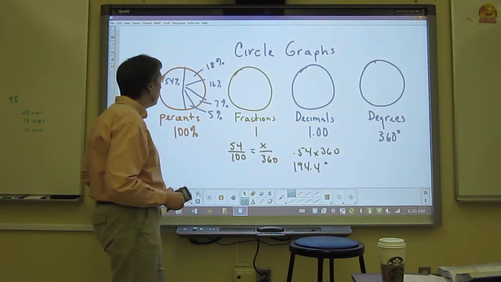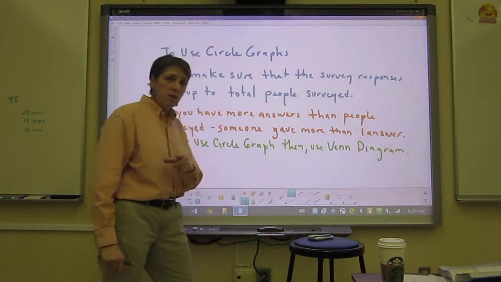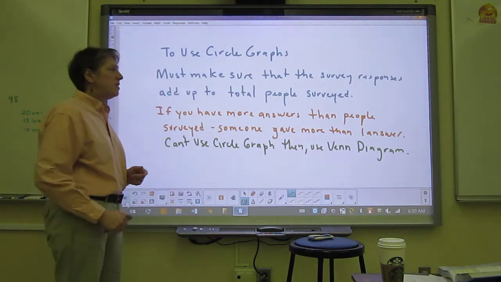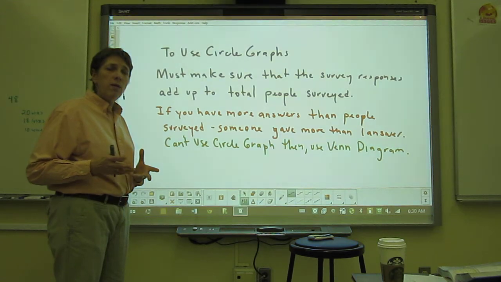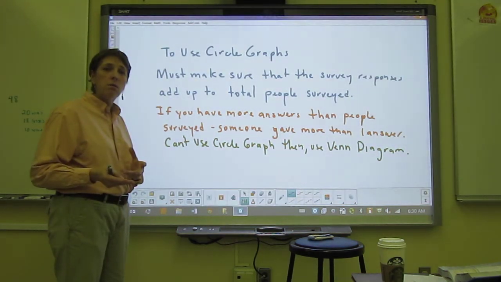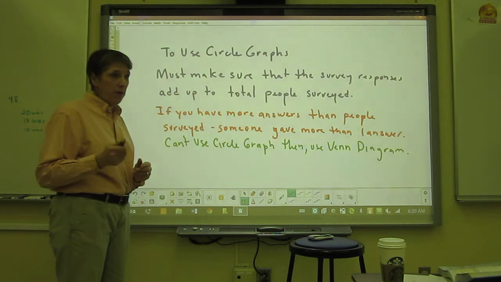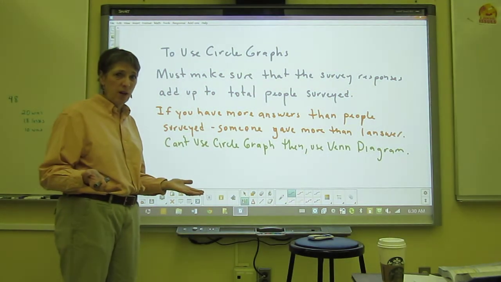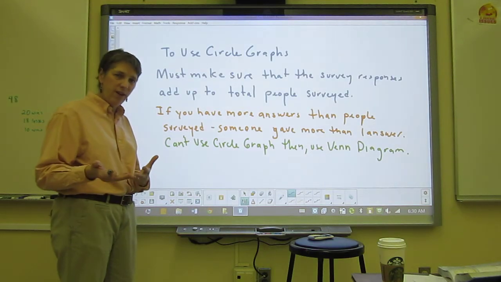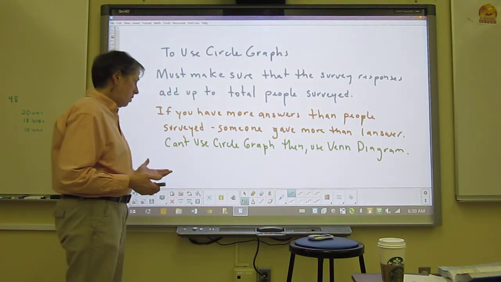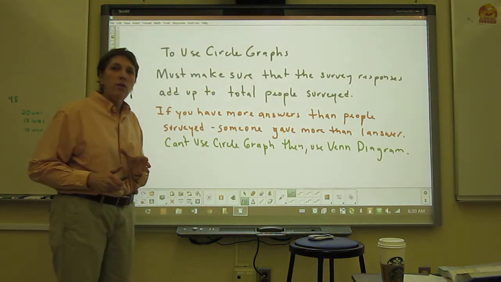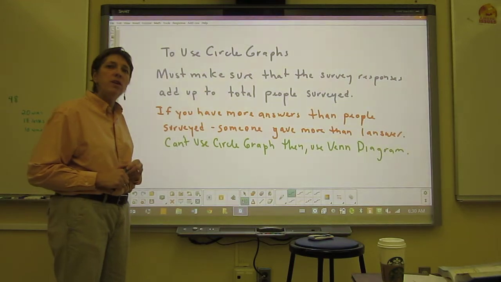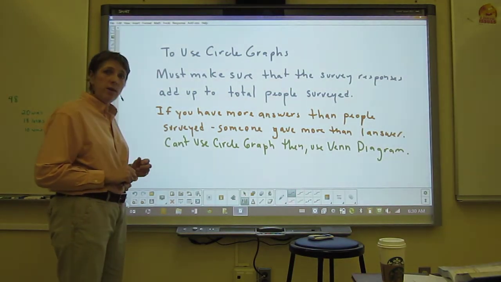Okay. I wanted to make this point because I want you to write this down. You must make sure that the survey responses add up to the total number of people surveyed. If you have less, you can't use anything. You can't show the information on any kind of graph because you don't have enough answers. Somebody messed up. If you have more responses than you're supposed to have of people surveyed, then you have to use a Venn diagram. So if you need to pause the video and write this down, do that.